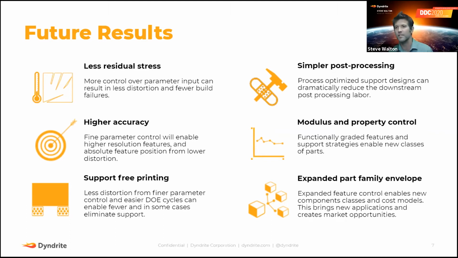Simpler post-processing. Let's design supports that require less effort at the back end. We can design materials with better modulus and/or property control through functionally grading of these materials. And then when all of this comes together, we can really expand the part families and look at new markets. So to everybody here, I'd like to ask, what is the expectation for toolpath improvements in the next 5 years, and maybe even in the next 10 years?